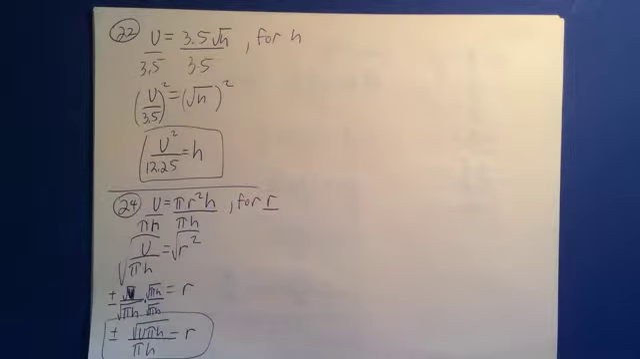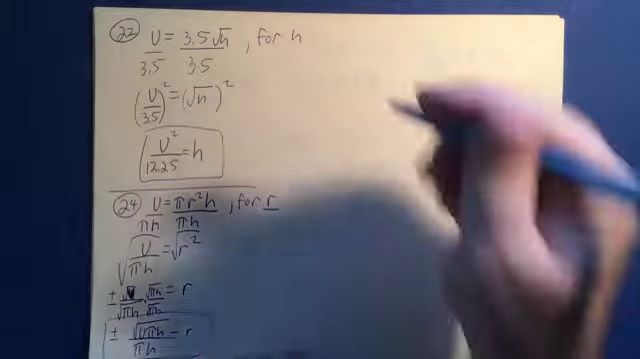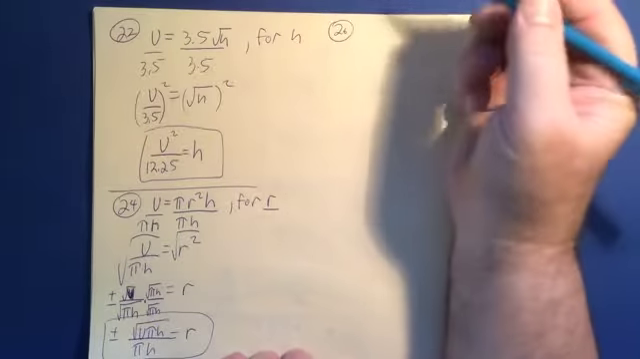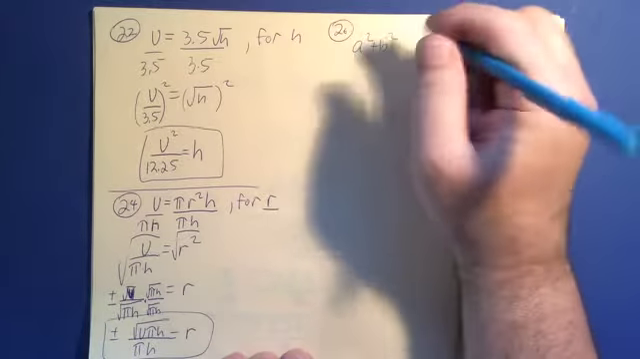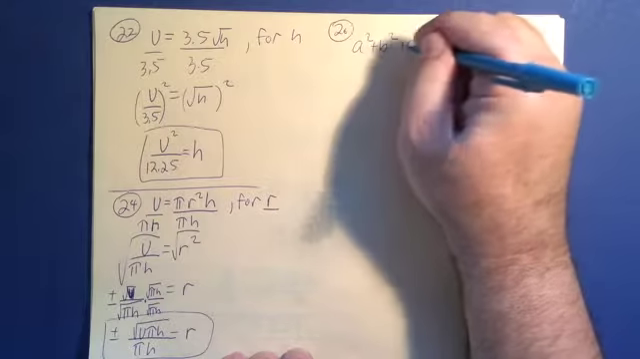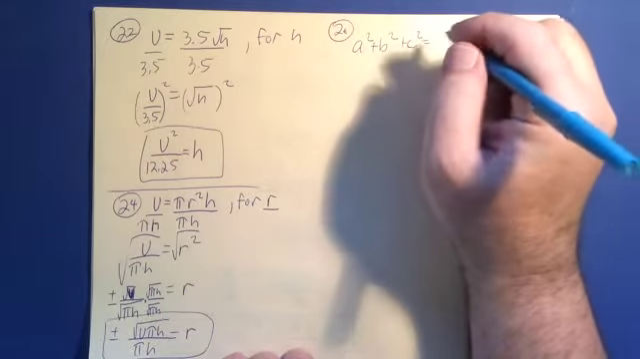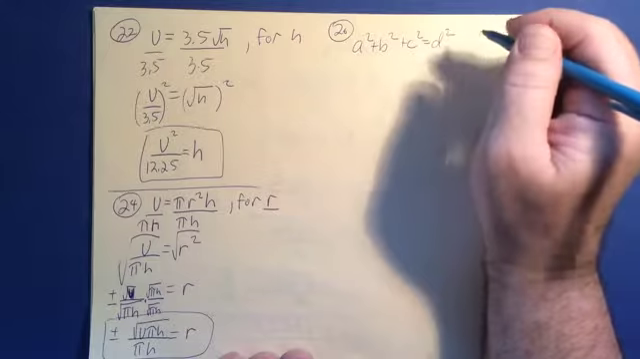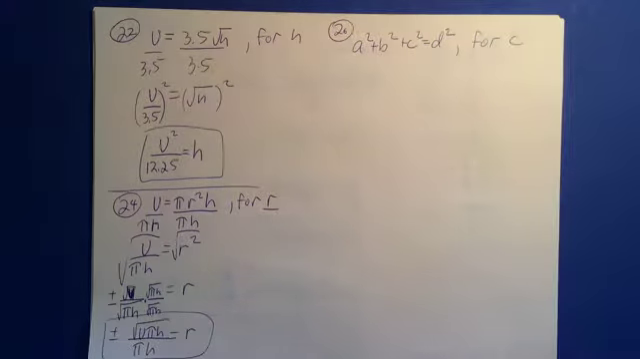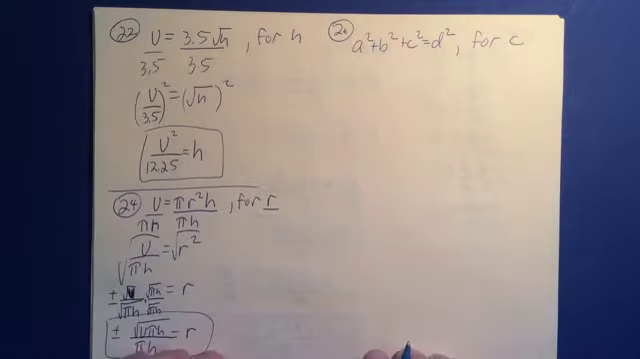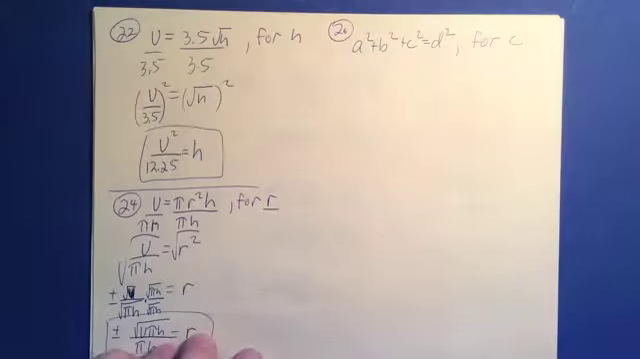Let's take a look now at question 26. In question 26, we have the problem a squared plus b squared plus c squared is equal to d squared. And this one we're solving for c. Now, if I remember this correctly, this is used to solve for the length of a diagonal in like a shoebox, or we'll call it a parallelepiped. So the first thing we're going to do is try to get c squared by itself.